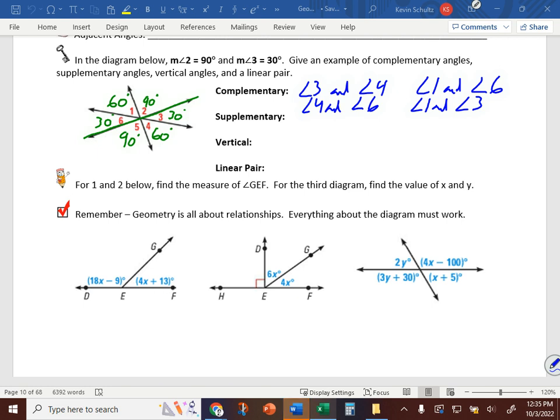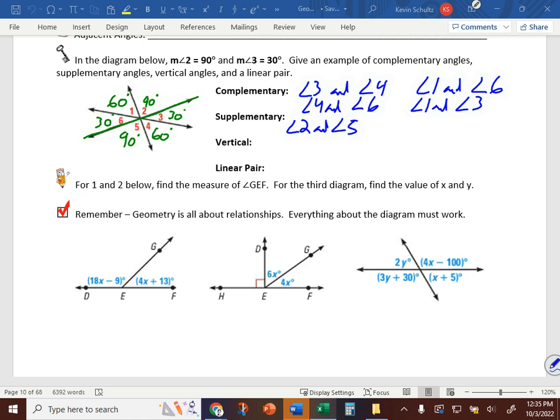Christopher? Supplementary angles. 5 and 2. Is that the only option? It is. Okay, 2 and 5. Thank you. Yes, you can write that down exactly as I have up there. 2 and 5 are the only pair of supplementary angles because they're the only 2 angles that add to be 180 degrees. Okay, we can get 180 other ways, but for angles to be supplementary, it's only 2 of them.